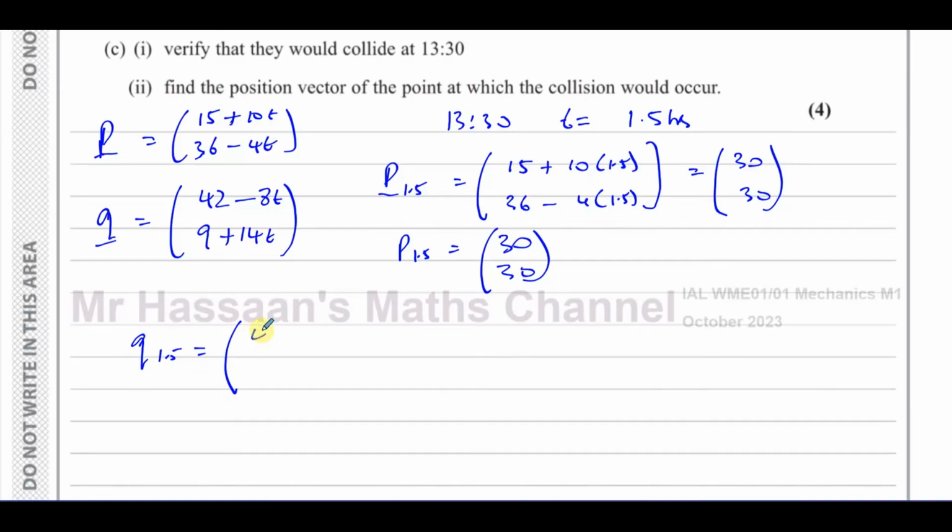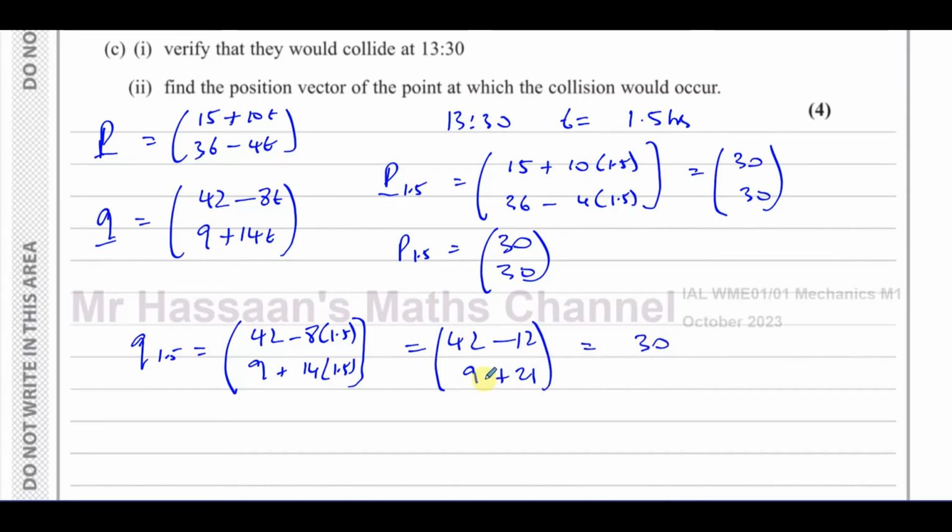It's going to be at the point 42 minus 8 times 1.5, and 9 plus 14 times 1.5. So that's 42 minus 12, since 8 times 1.5 is 12. And you're going to have 9 plus 21, since 14 times 1.5 is 21. And lo and behold, you can see 42 minus 12 is 30, and 9 plus 21 is also 30.